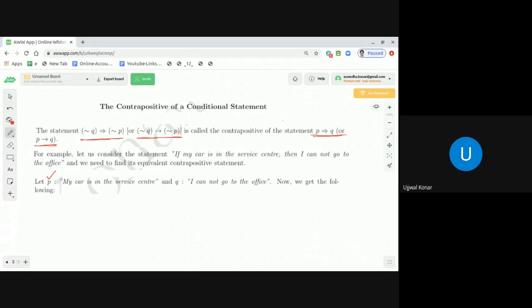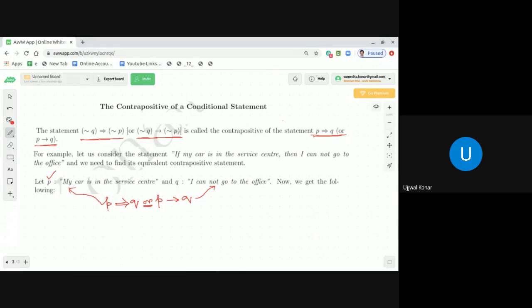So what I was talking about was the contrapositive of a conditional statement. We just discussed that if we have a statement P implying Q, it is denoted by P arrow Q; both are synonyms in this context. P is the statement my car is in the service center, and Q is the statement I cannot go to office. That means if P is true, then Q is true, isn't it? If my car is in the service center, then I cannot go to the office.